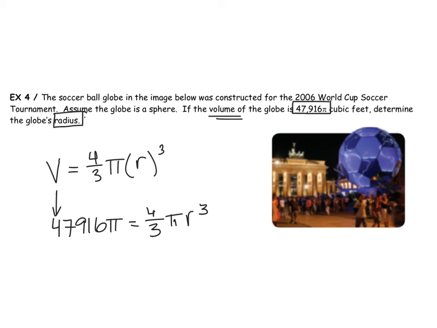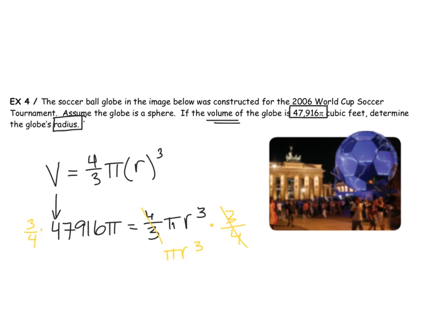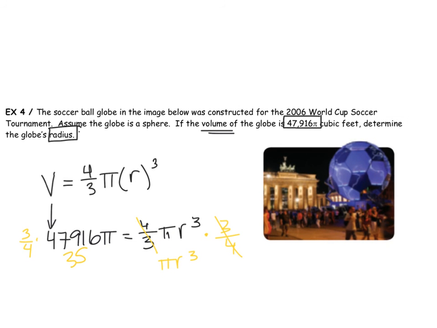To solve this, I'm going to multiply both sides by 3/4. That's the reciprocal of 4/3. That way this equals 1, and I end up with pi r cubed on the right, and 3/4 times 47,916 gives me 35,937 pi. I can then divide both sides by pi, and I'm going to take the cube root of 35,937.